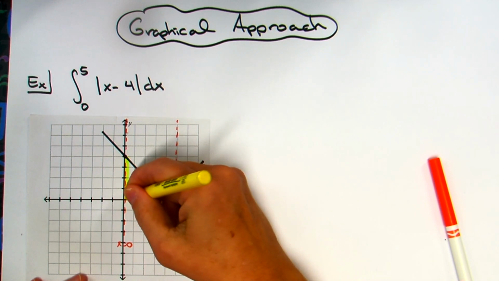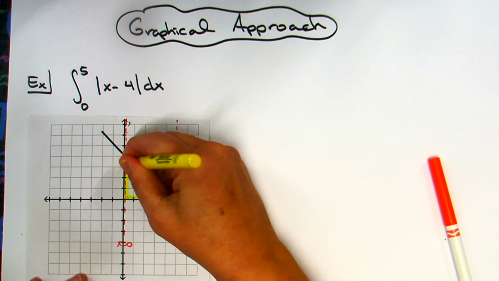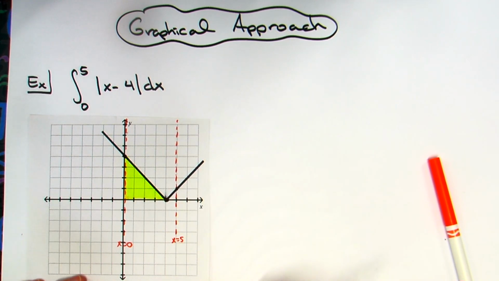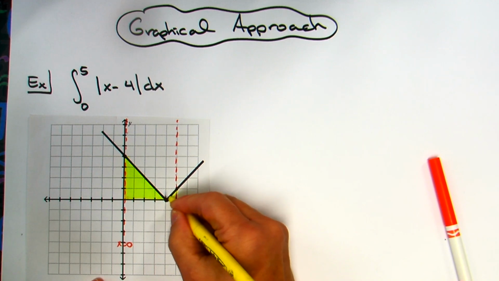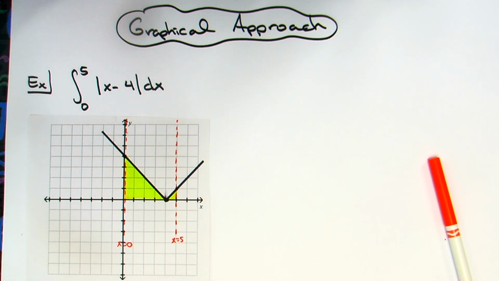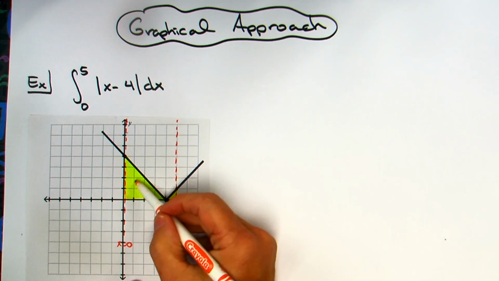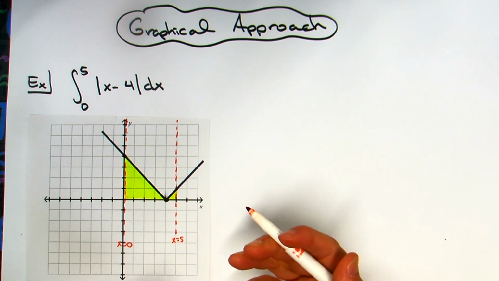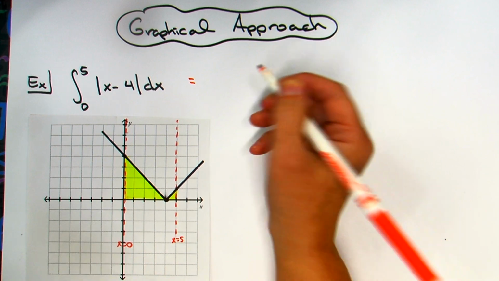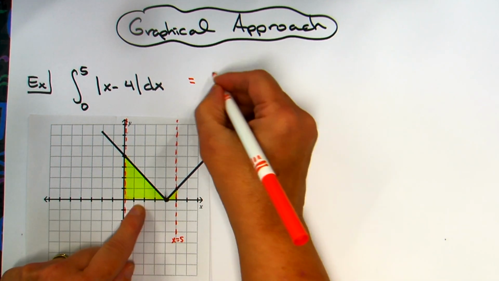So over here we have a nice little right triangle, and we can just use good old-fashioned area formula for a triangle to find that area right there. And then over here, a little tiny triangle, again another right triangle. And so for that one, we can just use 1/2 base times height again. We can just use our regular geometric formulas for finding that area under the curve because of the way this absolute value graph works.